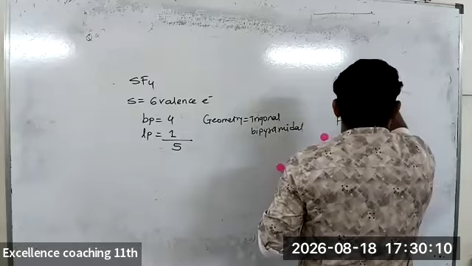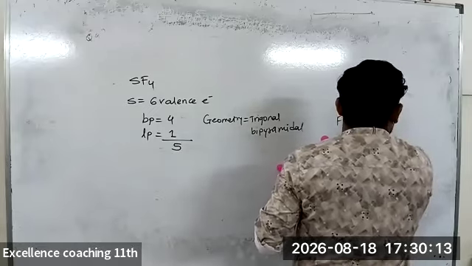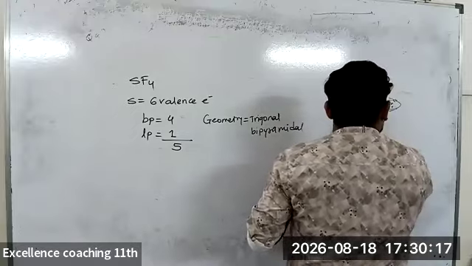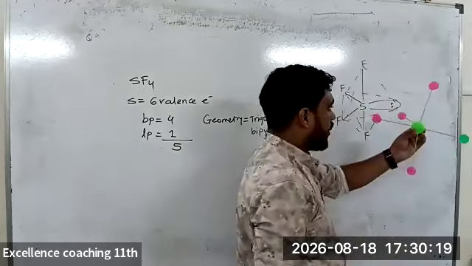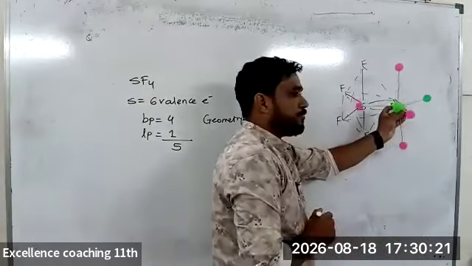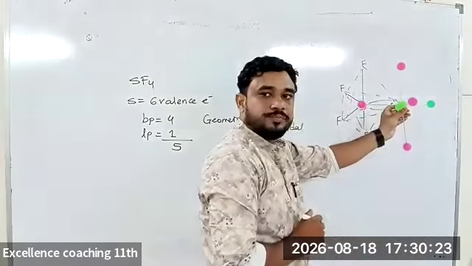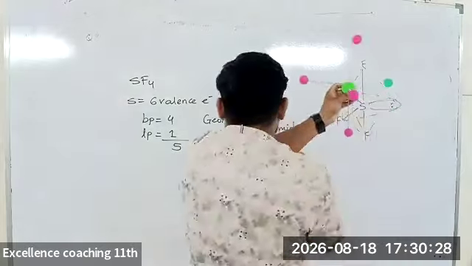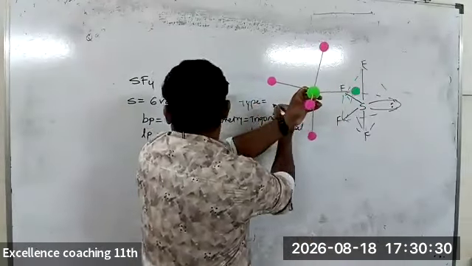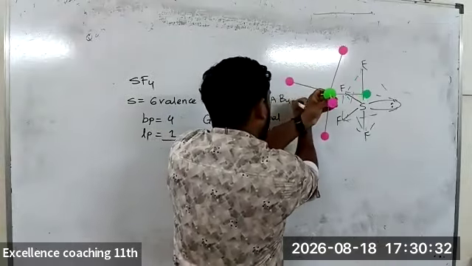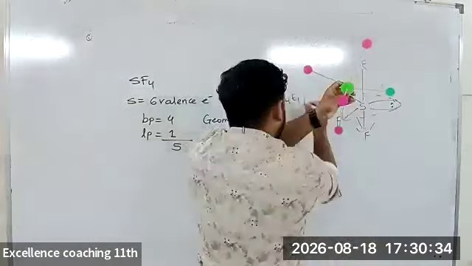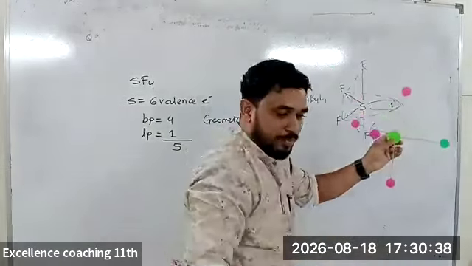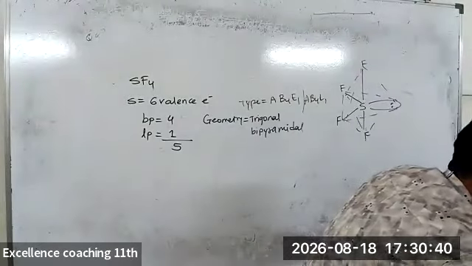Lone pair, fluorine. This is trigonal and this is bipyramid, can you imagine now? So what is the geometry here? Trigonal bipyramid. Can you tell me the type, AB4E1? Now the shape here, the geometry and shape will be the same.